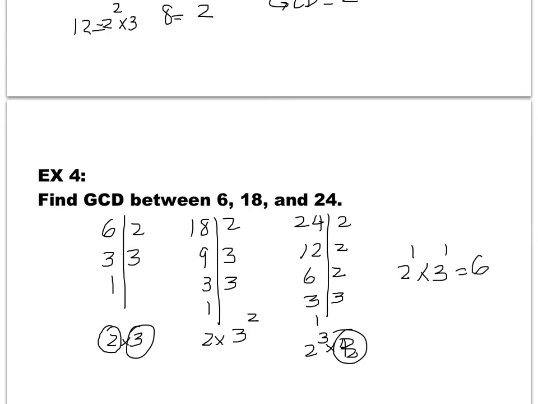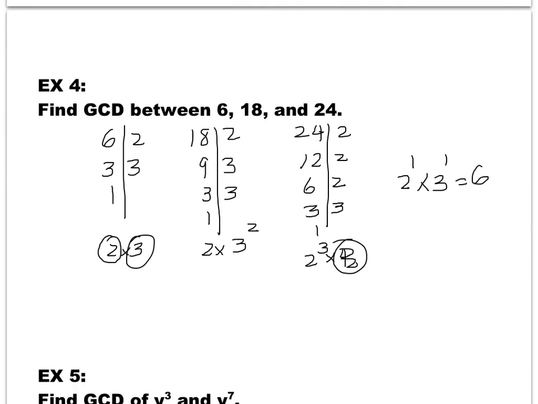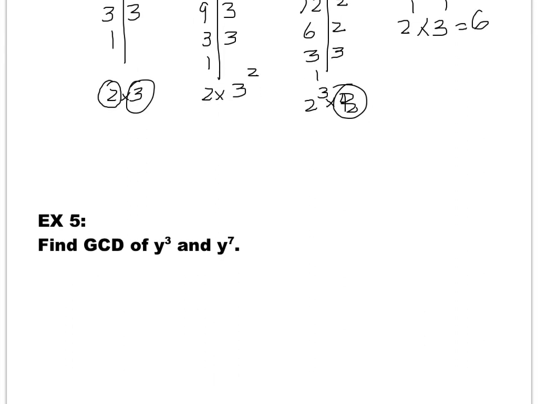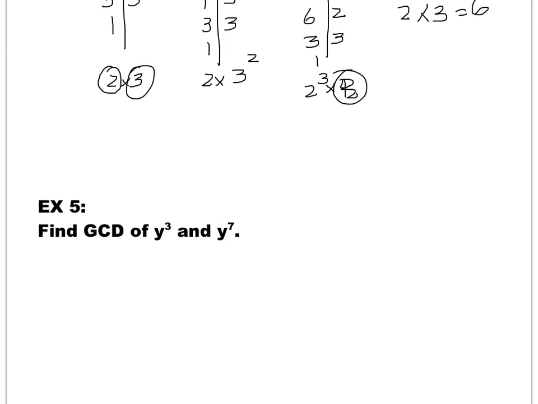And you can see 6 divided by 6 is 1, 18 divided by 6 is 3, and 24 divided by 6 is 4. So that's how you can find the GCD of a series of numbers. Now the next example asks us to find the GCD of 2 terms. Very simple. You can look at y cubed and y exponent 7. You can see that y is the common base and the lowest exponent is 3. So you can say that y exponent 3 is the GCD of these 2 terms.